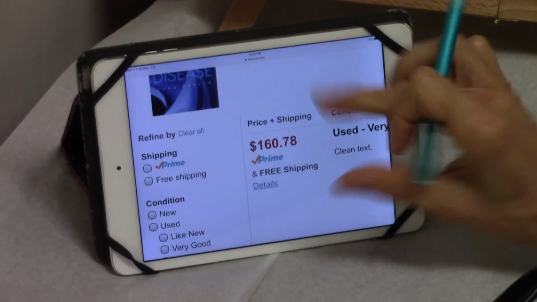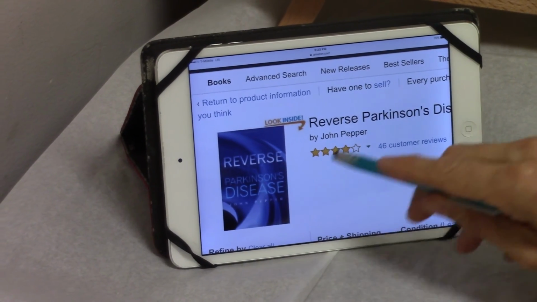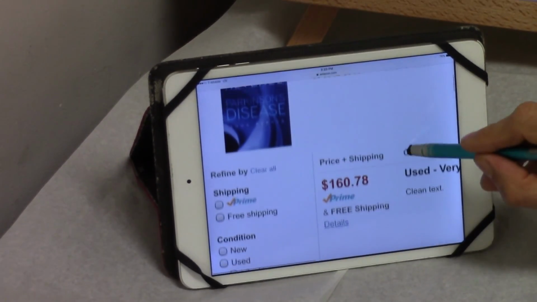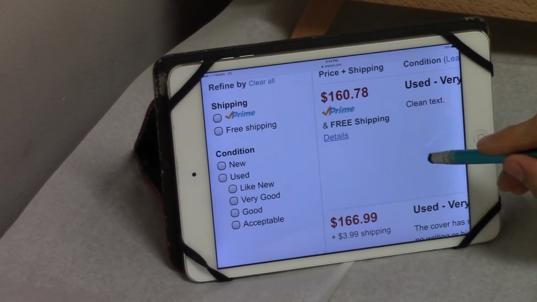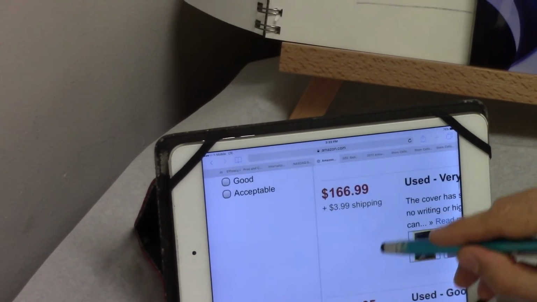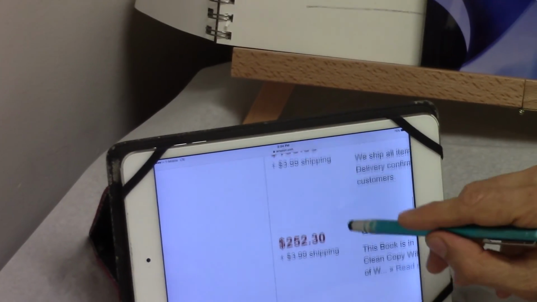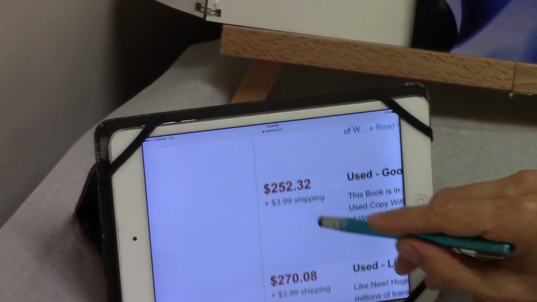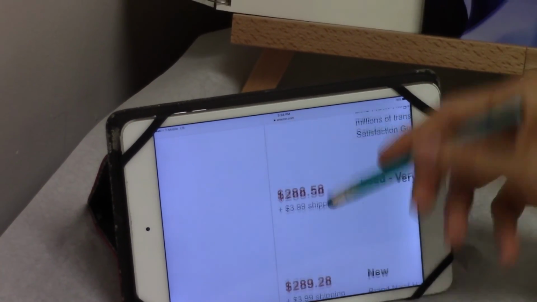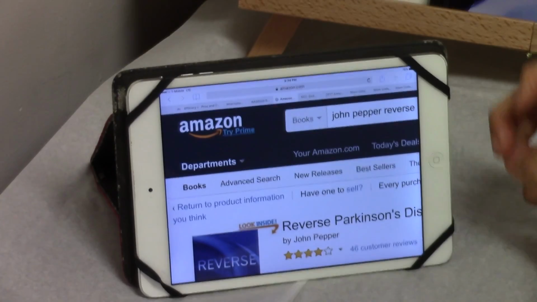So you can see here the book, Reverse Parkinson's Disease, and it's by John Pepper. And these are the price points. These are the cheaper price points: $160, $167, $190, $183, $200, $250, $252, $270, $288. You get the point. It's a very expensive book.